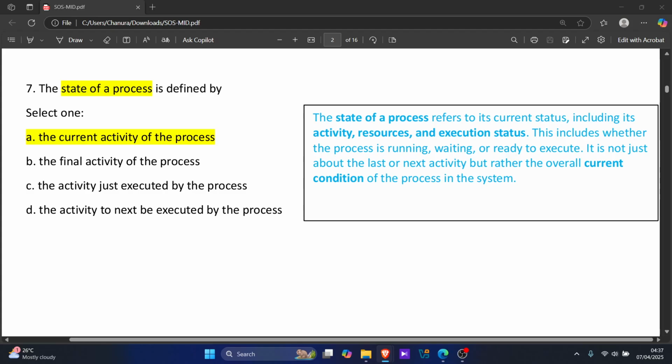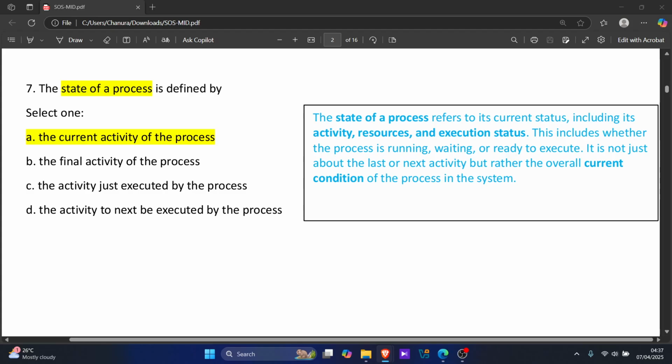The provided explanation says the state refers to the current status, including activity, resources, and execution status. It mentions whether the process is running, waiting, or ready. So it's more than just the current activity, it's the overall condition. But the options are about activities. The explanation also says it's not just the last or next activity but the overall current condition.